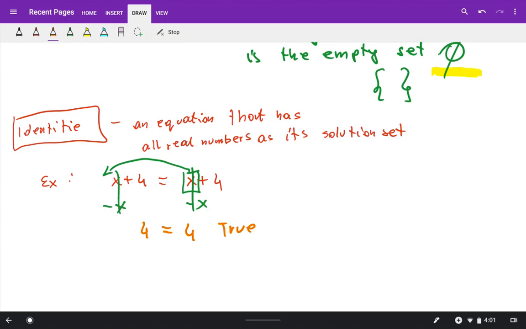Not all the time. Sometimes you don't know that you have an identity because your left and right sides of the equation look very complicated, and then you just need to simplify. And when you simplify, you will see that your left side and right side look the same.